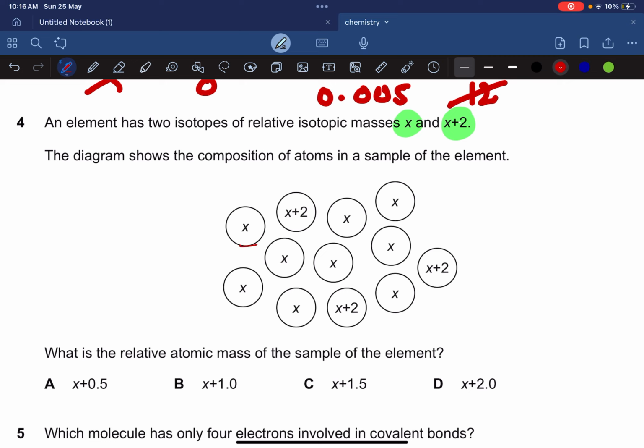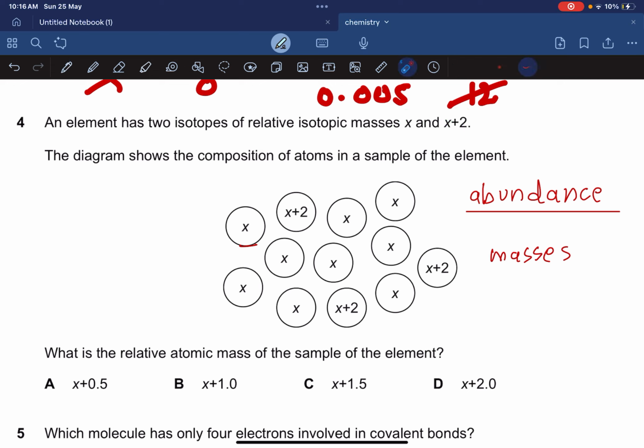Okay. If you write the formula, what do you need for relative atomic mass? You need the abundance. Abundance is the availability of that sample in the environment. Okay. You need the abundance or the percentage of that sample that's present in the environment naturally. And the second thing you need is their masses. We are not given the abundance, but we are given the masses. Let's find out the abundance ourselves by counting them.